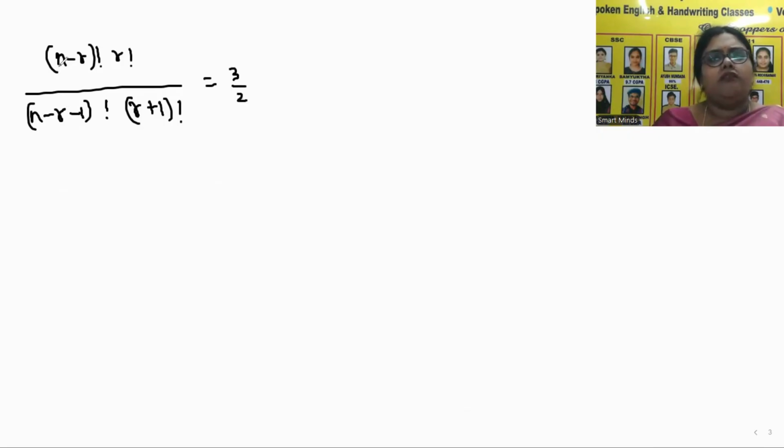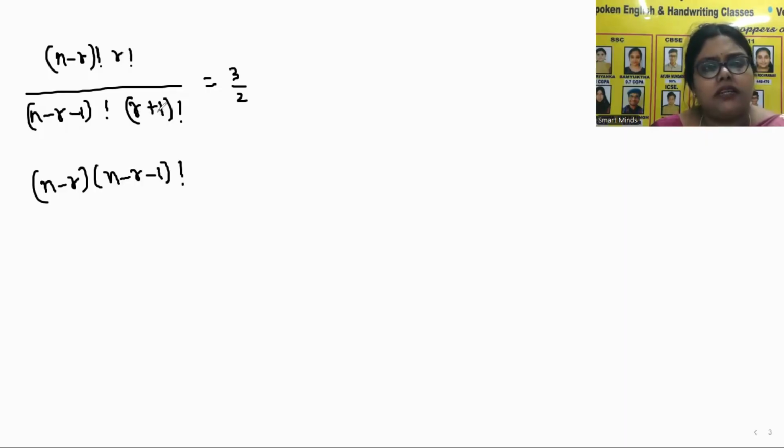Now you see, from n minus r and n minus r minus 1, which is greater? Obviously n minus r is greater. So how can we reduce this? (n minus r) into (n minus r minus 1) factorial. Now between r factorial and (r plus 1) factorial, (r plus 1) factorial is greater.